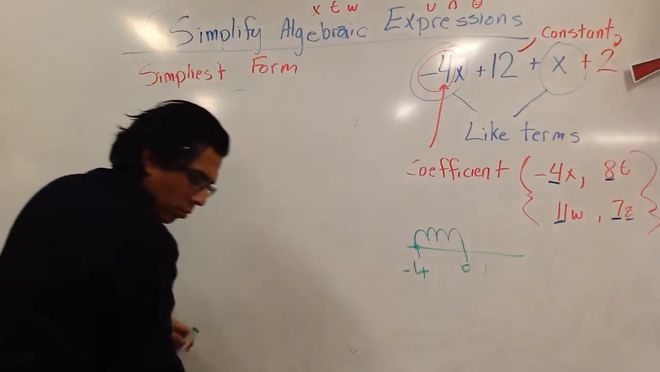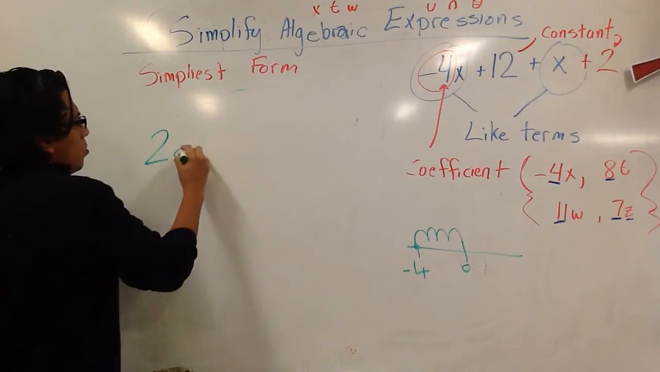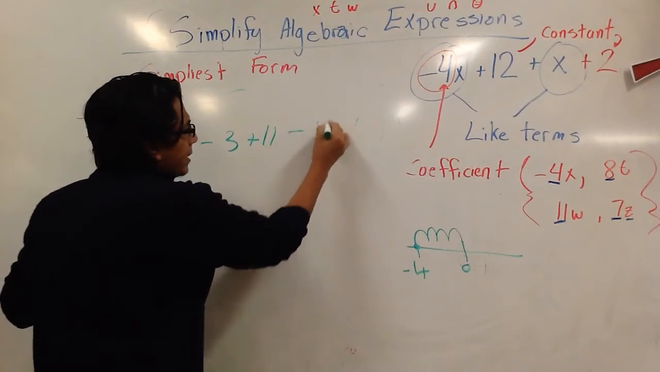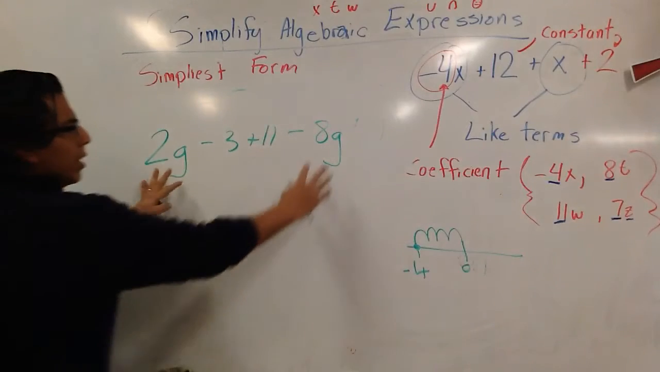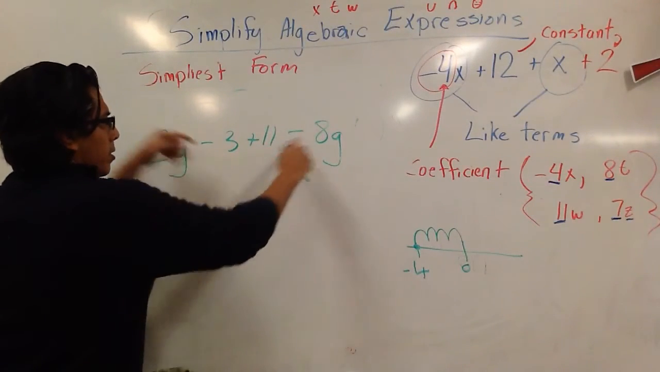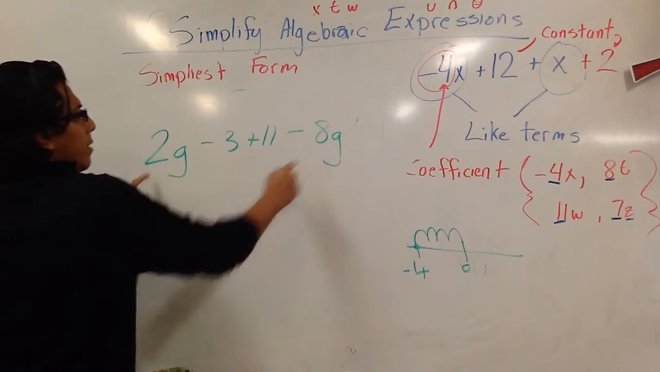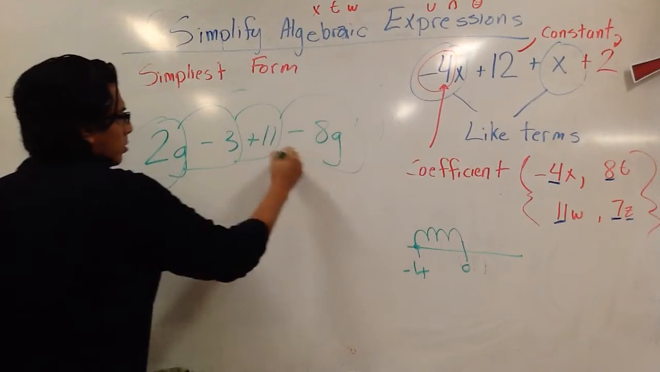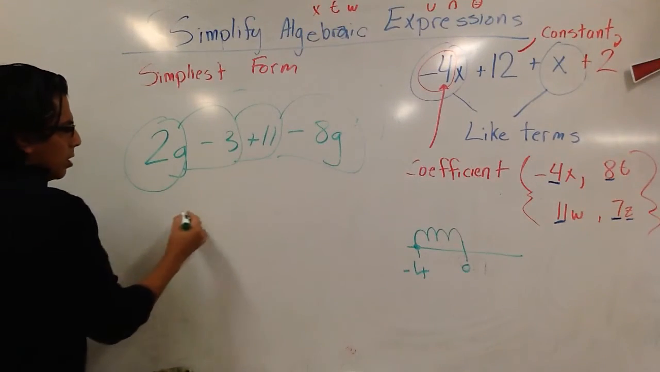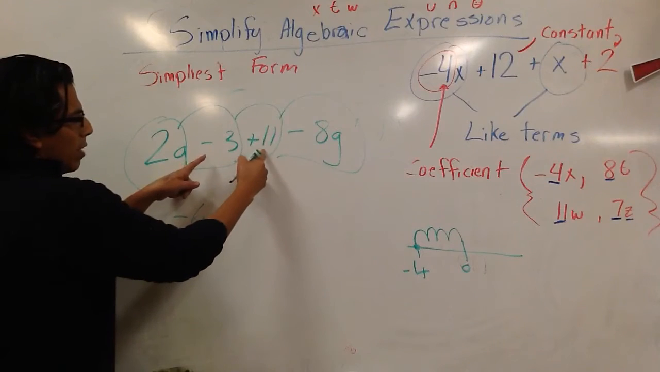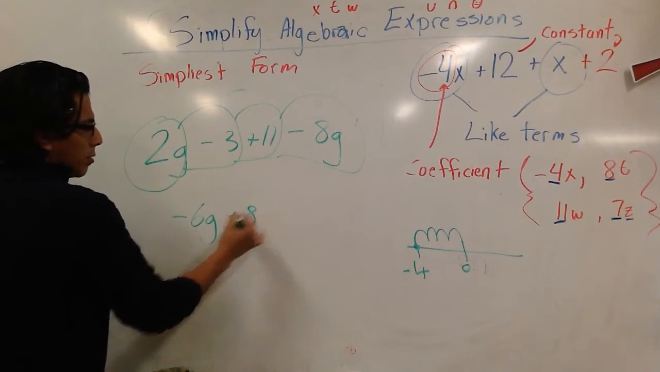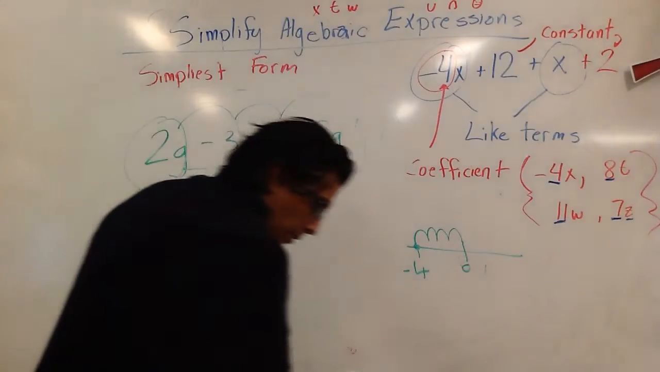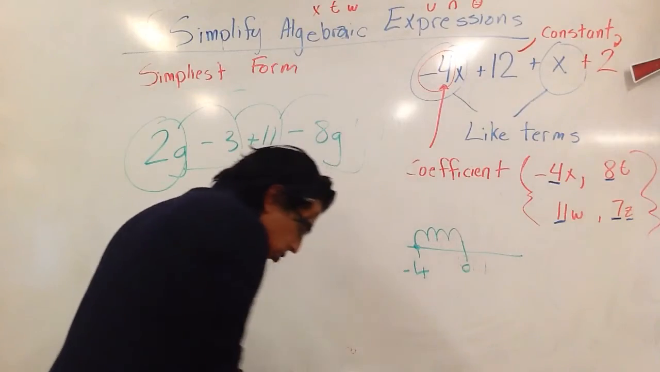All right, one more. 2g minus 3 plus 11 minus 8g. All right, like terms, coefficients, the 2 and the negative 8. Circle with the operation. So 2g and negative 8g, negative 6g. 11 and negative 3, positive 8. Negative 6g plus 8.